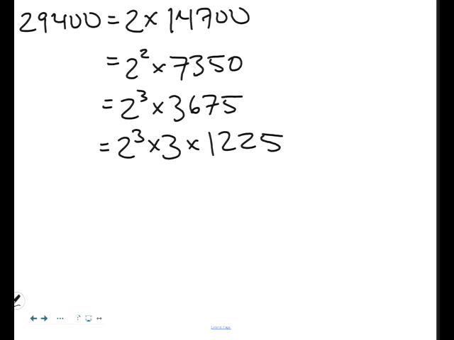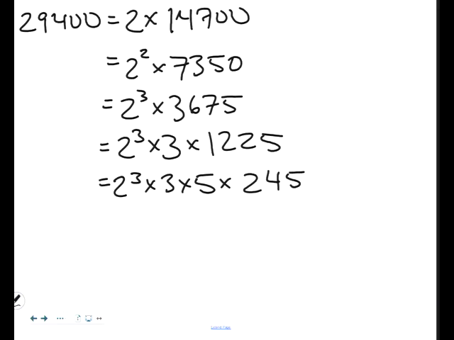Okay, so we can then ask ourselves, is 1225 divisible by 3? And it turns out it's not. Okay, so are there any more factors of 3 to pull out? Nope. What's our next prime number? 5. Is 1225 divisible by 5? Yep. So we have now our 2 cubed times 3 times 5. And what's 1225 divided by 5? I get 245.